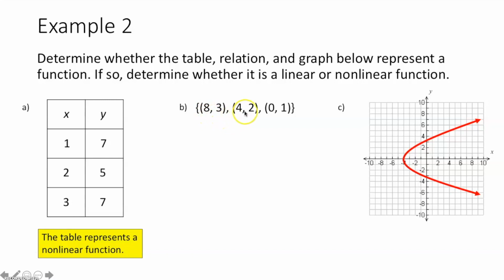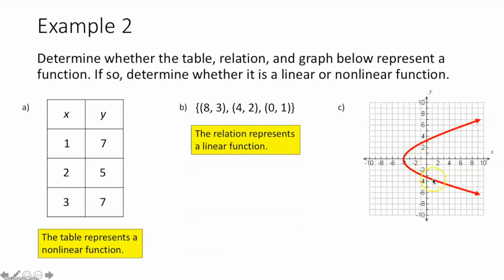Here, do we have any x values that repeat? No. Therefore, it is a function. Next, is it linear or non-linear? Well, you can see our x value is decreasing by 4 each time. Okay, that's the same amount each time. Now, as x decreases by the same amount, is y decreasing by the same amount or increasing by the same amount? Well, we're going from 3 to 2, so we're decreasing by 1. So this needs to decrease by 1 also in order to be a linear function, and it does. Therefore, this is a linear function.